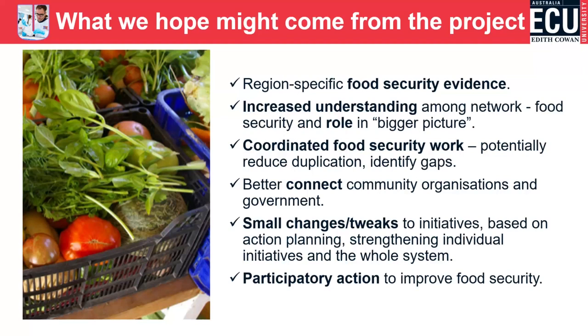We also hope we better connect community and government organisations because both are required in the change effort to achieve food security systems change. We also hope to see small changes or tweaks to initiatives based on action planning that we're doing with them to strengthen their individual initiative as well as its contribution to the whole food security system. An evaluation from our pilot study did show that we were able to achieve systems change. We also hope that this project supports participatory action to improve food security. And this is very important for the agency dimension of food security to make sure people have their voice heard in policies and practice that affect them.